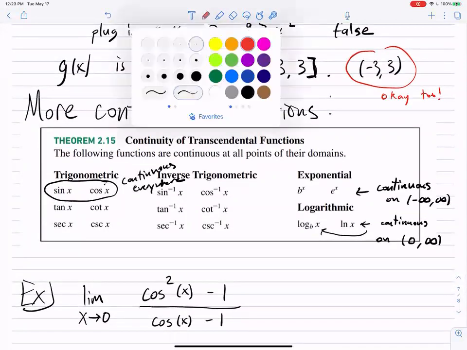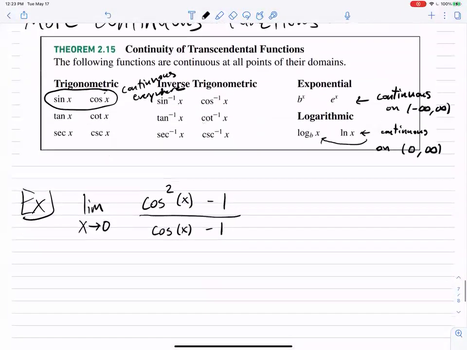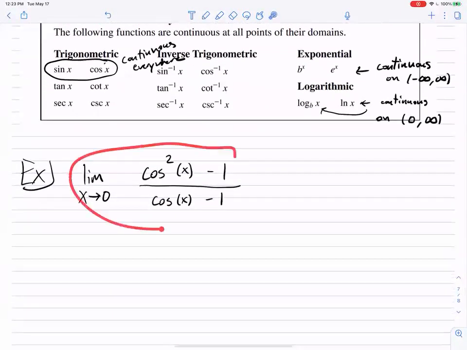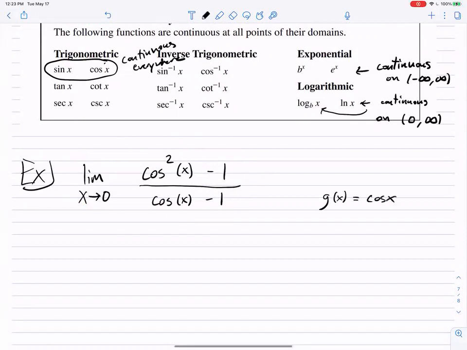And so how can we use this information to figure out limits? Well, I can find limits of something like this because this is a composition of two continuous functions. The inner function is easy to see here. The inner function is cosine of x. But what is the outer function? What are we plugging it into? Well, we're plugging cosine x into x squared minus 1 over x minus 1. Cosine x plays the role of x right here.